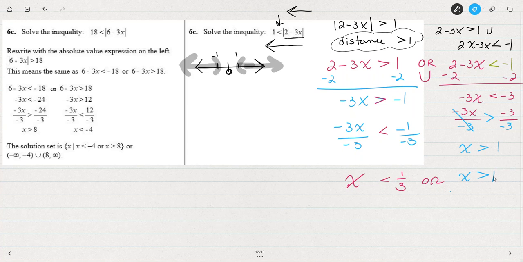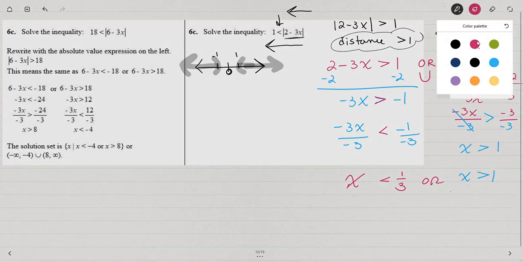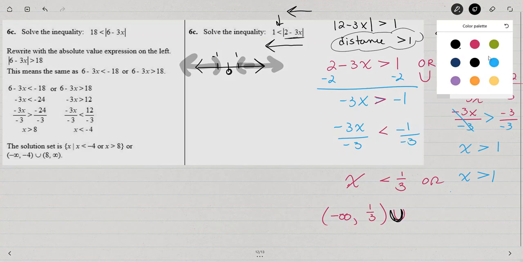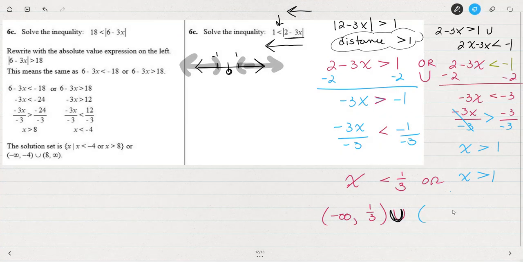So this is going to, on a number line, we're less than 1/3 or greater than 1. Let me do it in color that matches. Less than 1/3 is going to go from negative infinity up to 1/3. Or greater than 1 would be 1 to infinity.